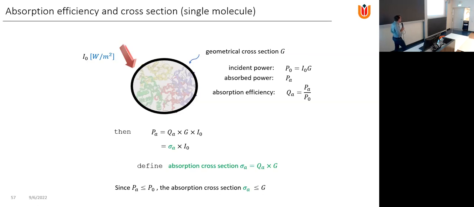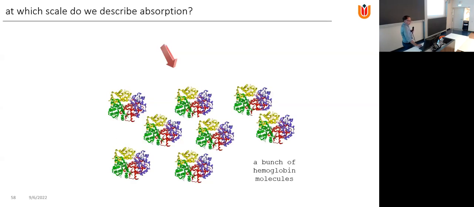Now, since the absorbed power is always less than the incident power, you cannot absorb more light than is incident, that means that this absorption cross section is always going to be less than the true geometrical cross section. So these were quantities that related to just one molecule, the absorption efficiency and the absorption cross section.